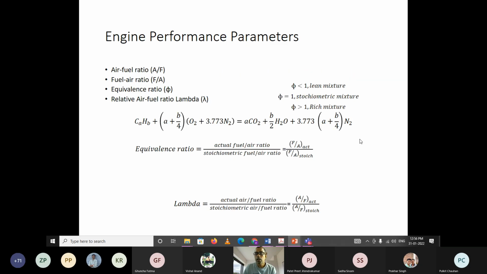As I am saying, I hope it is very clear to all of you that if lambda is less than 1, equal to 1, or greater than 1, why it is called a lean mixture, rich mixture, or stoichiometric mixture, what is the difference, all these things. I hope it is clear to all of you. If it is not, we still have 2-3 minutes. Please ask the question.